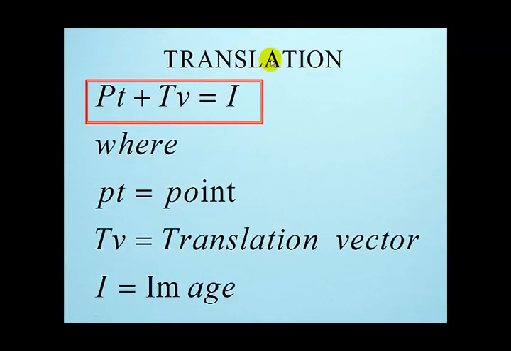Now translation. From translation, let's take note of this. We have point plus the translation vector is equal to image. That is PT plus TV equals I, where PT is the point, TV is the translation vector, and I is the image. So if you are given the point and the translation vector, when you add your point to your translation vector, you have your image. So PT plus TV equals I.